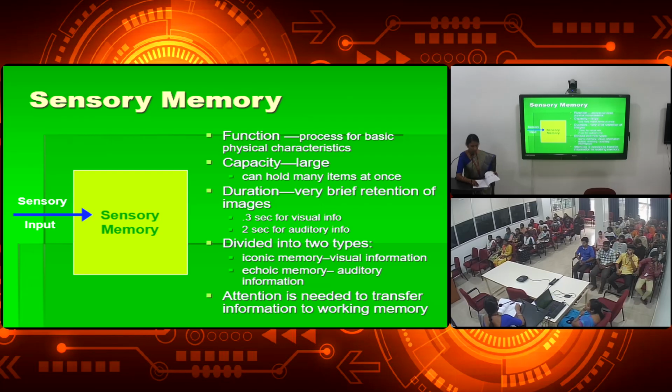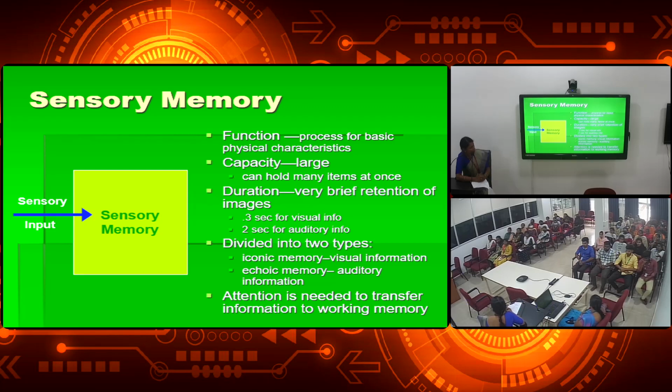So what is iconic memory? Visual memory, and it lasts approximately half a second. Then what about echoic memory? It is auditory memory that lasts approximately 2 seconds. See the difference between these two. That is half a second, this is 2 seconds. So half a second for visual information, 2 seconds for auditory information.